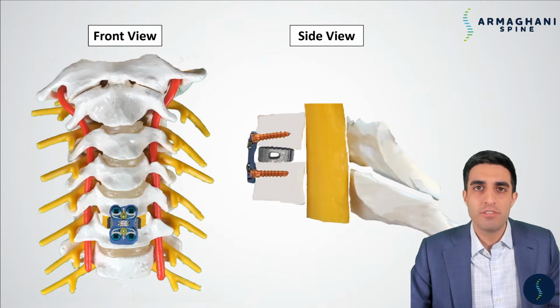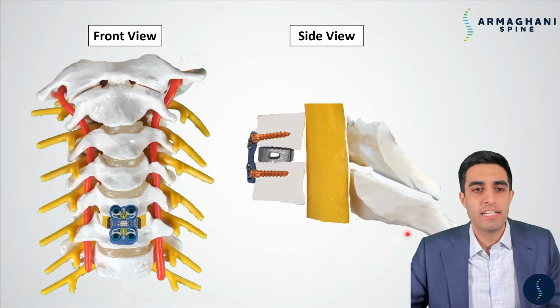These are the final views that you'll see, the front view on the left and the side view on the right. You can see that our plate is well positioned right in the middle of these vertebrae, holding them together tightly, and the side view with the cage acting as a spacer between the vertebrae, and there is no spinal cord or nerve compression anymore.